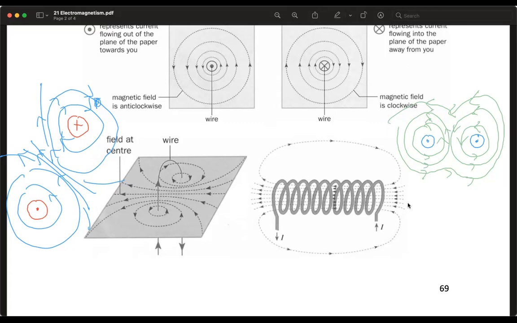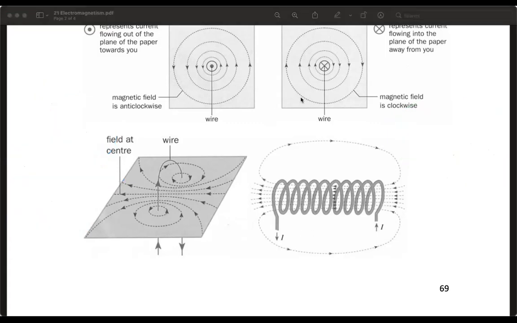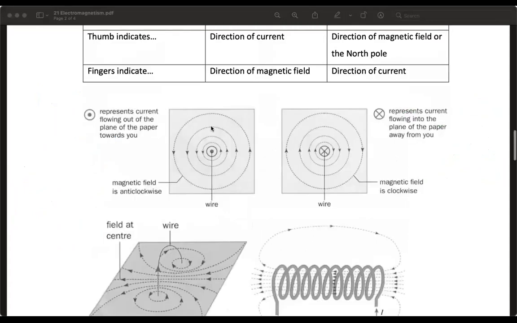How about the rest of you? Do you memorize every single configuration, or do you apply the right hand grip rule and then any situation thrown to you, you're able to draw? Okay, next.